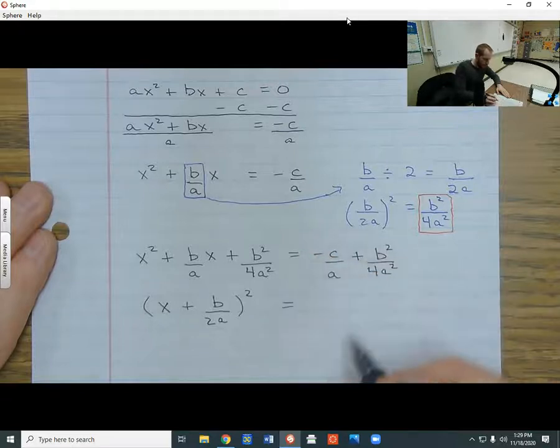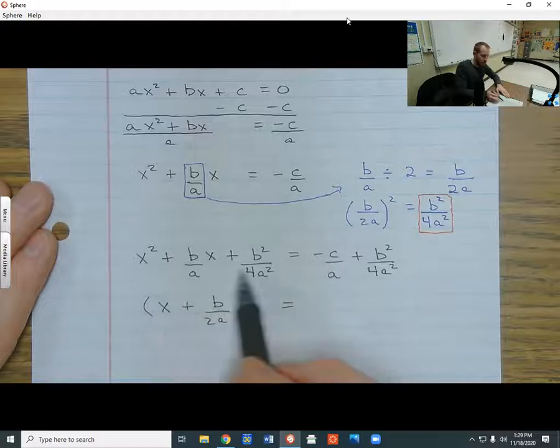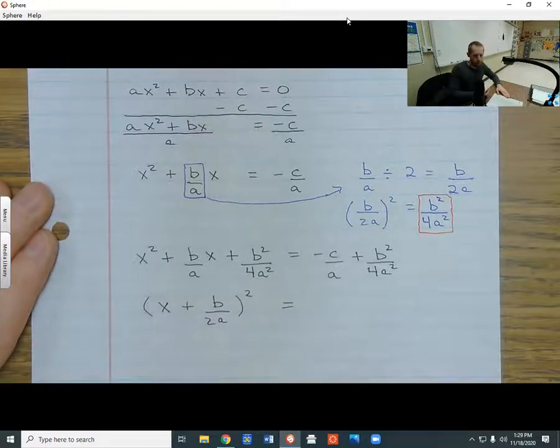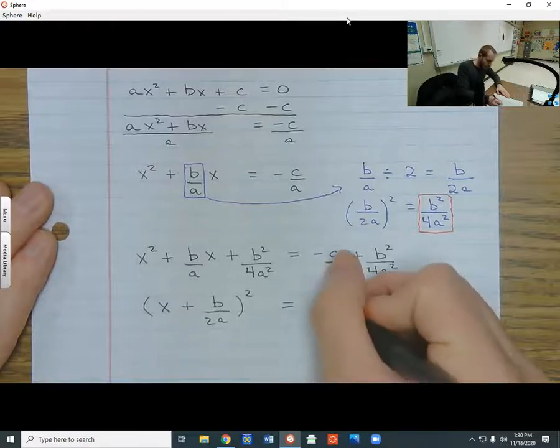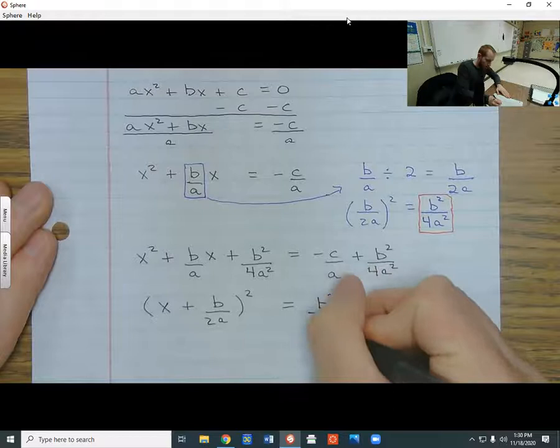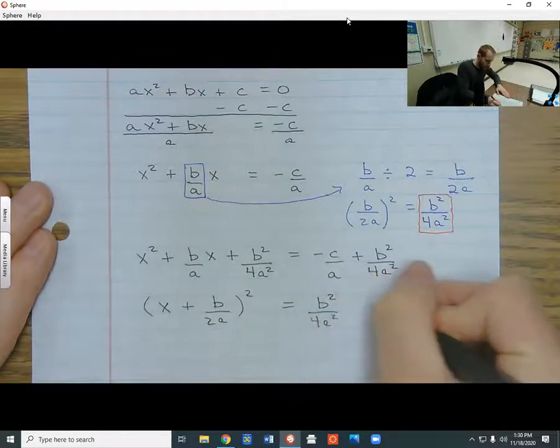So it turns out, if I FOIL this with itself, I'm actually going to get this back. So this step is accounted for when I complete the square. Now, over here on the right side, what's going on over here? Well, I've still got that b squared over 4a squared, and I've still got a minus c over a.